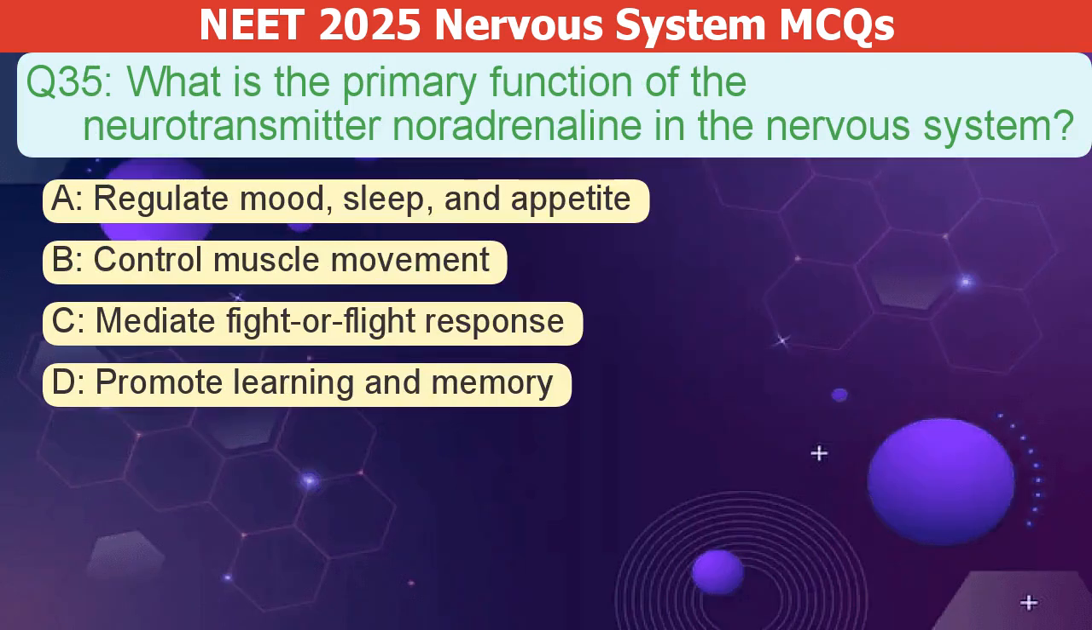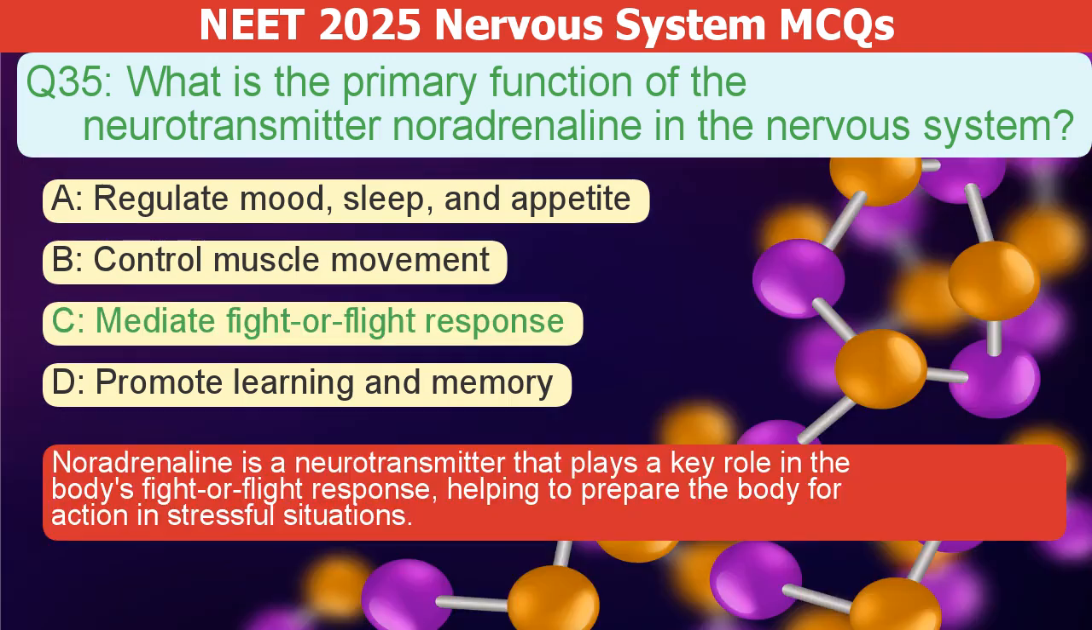What is the primary function of the neurotransmitter noradrenaline in the nervous system? A. Regulate mood, sleep, and appetite. B. Control muscle movement. C. Mediate fight or flight response. D. Promote learning and memory. The correct answer is C. Noradrenaline is a neurotransmitter that plays a key role in the body's fight or flight response, helping to prepare the body for action in stressful situations.